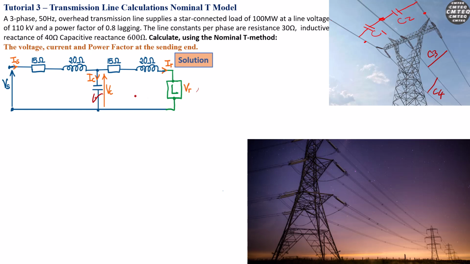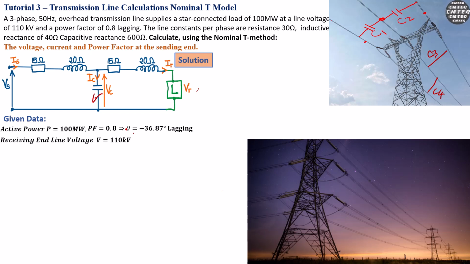So obviously, like we did before, the first step is to establish what you have, basically your given data, active power, power factor, and determine the angle at your receiving end. We explained it in the previous tutorial. Then at the receiving end, we've got a line voltage of 110 kilovolt and the per phase parameters. Okay, now this is where it gets interesting. We know that the parameters of the line were given per phase as 30 ohm for the resistance and 40 ohm for the reactance.